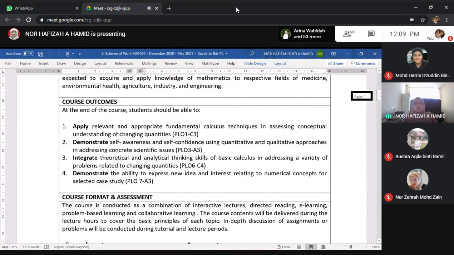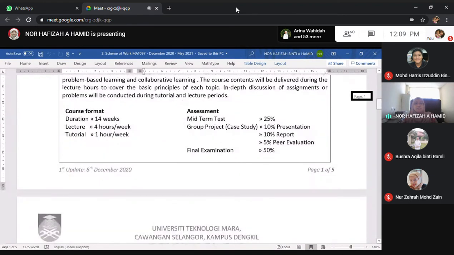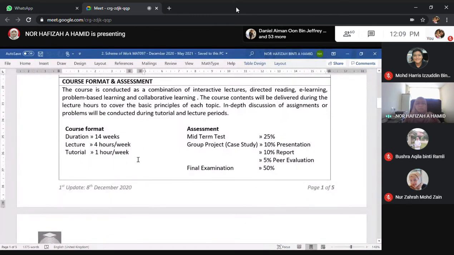Okay, so for course format and assessment, for course format you have 14 weeks duration, and then lecture we have 4 hours per week, and tutorial is 1 hour per week. Okay, for assessment, test is 25%, same as last semester. Group project or your assignment, we have also 25%. So 10% is for presentation, another 10% report, and last 5% is for peer evaluation. And final exam is 50%. Okay, so far all assessment is in ODL.